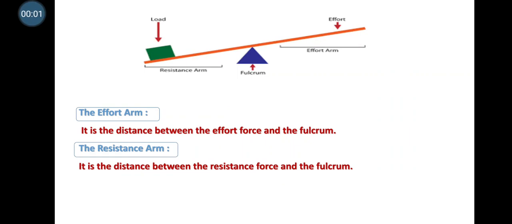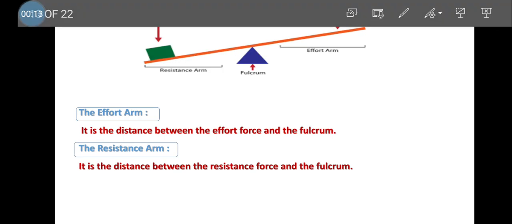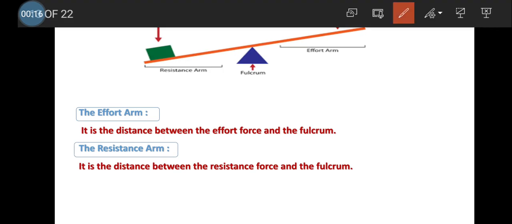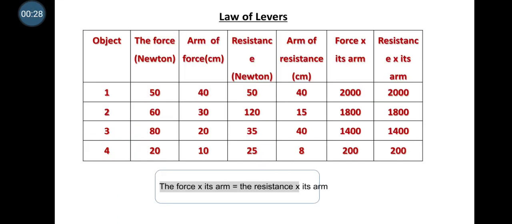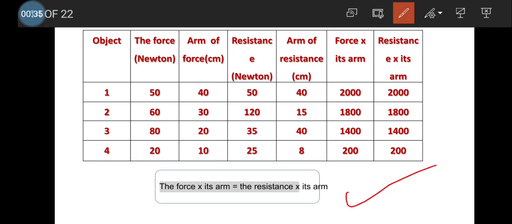We are going to take the definition of effort arm and resistance arm. Effort arm is the distance between the fulcrum and the effort force. So this distance is called the effort arm, and the distance between the resistance force and the fulcrum is called the resistance arm.